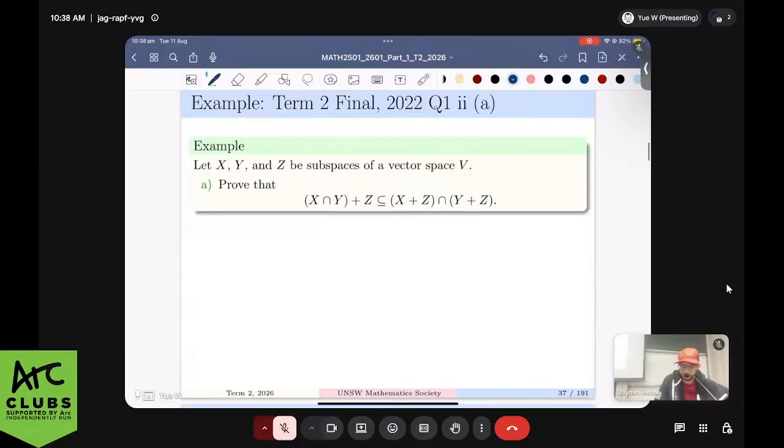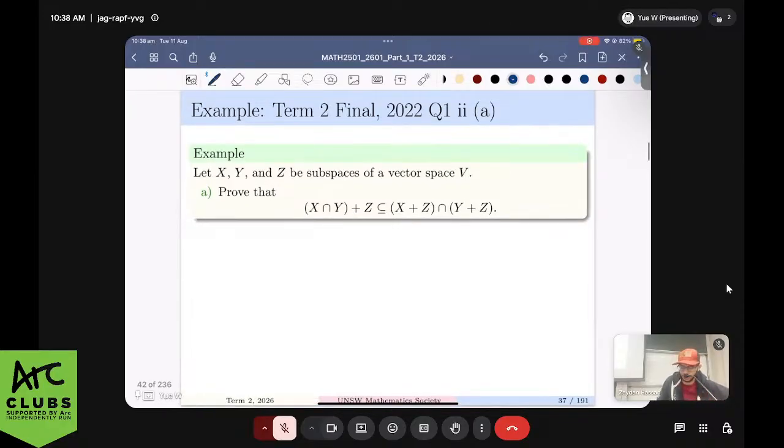Okay, so we've got a practice question here from one of the past papers. Prove that this is satisfied. Okay, so there's a lot going on. We'll just go through this. So you need to prove any element of the left-hand side is in the right-hand side. So how should I write it? I'll say that w is in X intersect Y plus Z. Okay, and I want to show w is in this thing.